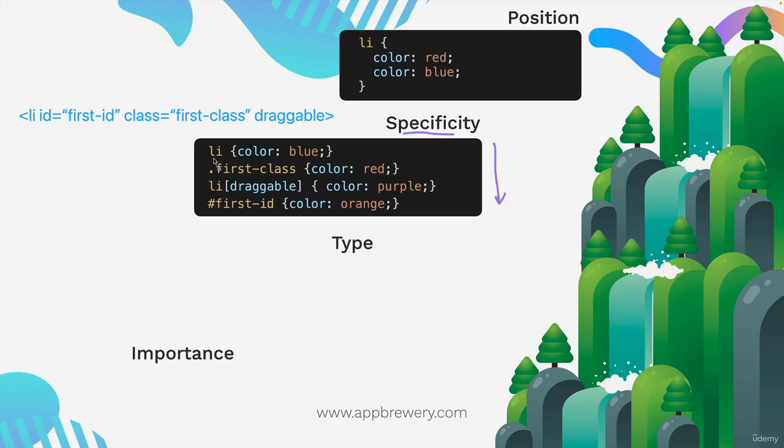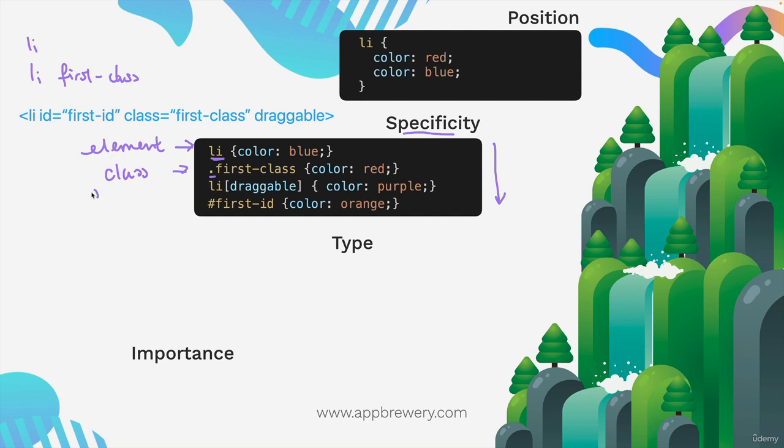The first one selects all the list item elements. So there could be many other list item elements in our HTML file. So this is the least specific. It's the element selector. The next level of specificity is the class selector. Remember, the class selector starts with a dot, and this will select all the other list elements that have this class name, first class. And because we can have multiple different elements with the same class, for this reason, it is more specific than element, but it's also not the most specific way of selecting an element.